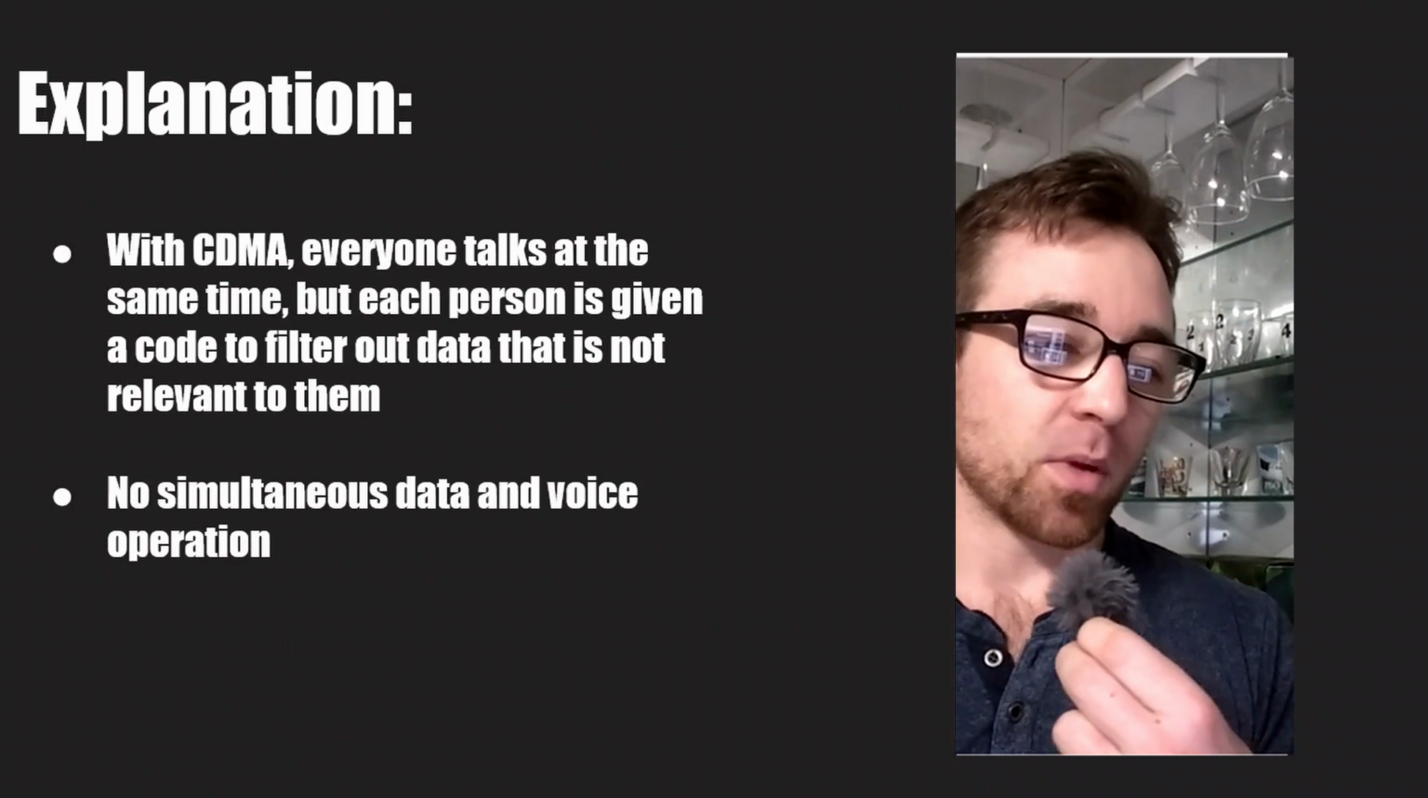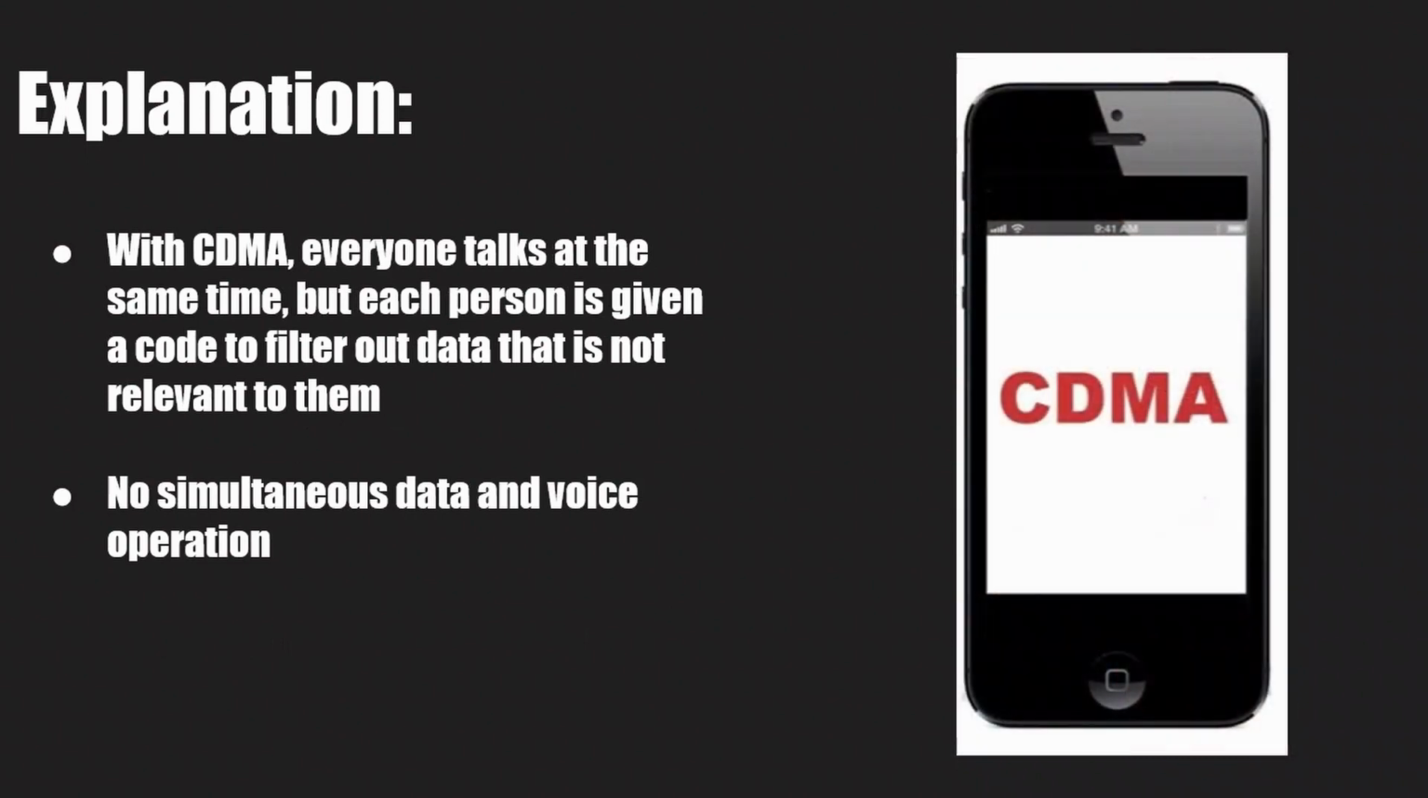But moving on, guys, to where we were, with CDMA, everyone talks at the same time, but each person is given a code to filter out data that is not relevant to them. So that's basically describing the method of identification. Instead of using a SIM card, they use that code that is given to each person who is speaking to do that identification. So SIM card, if you want to move from one phone to another phone, is generally going to be the better option. And of course, like we said, no simultaneous data and voice operation with CDMA. So that's the main differences between the two.